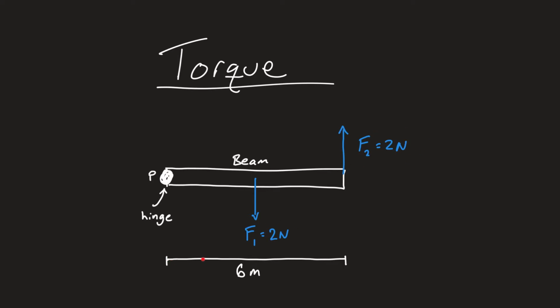Now the length of this beam is 6 meters, and what we're going to learn how to do is calculate the torque that's exerted from each one of these forces, and then what's called the net amount of torque that's being exerted on this beam. All right, so let's get into it, and I'll show you first the basics of how to calculate torque, and then we'll finish up with what's going on in this particular problem.